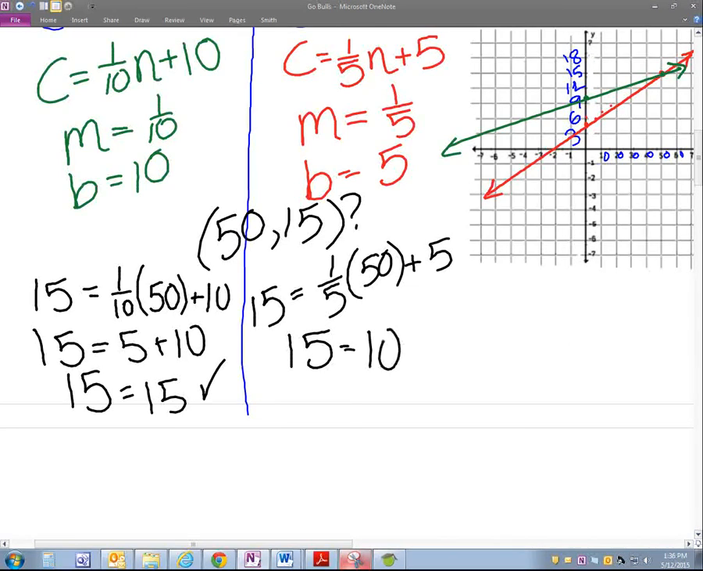50 divided by 5 is 10. That works. We kind of worked backwards on that one, but the bottom line is this. The main reason I wanted to show you this one is because I wanted to show you that you can have big numbers. You can have an intersection that goes way out on the y.